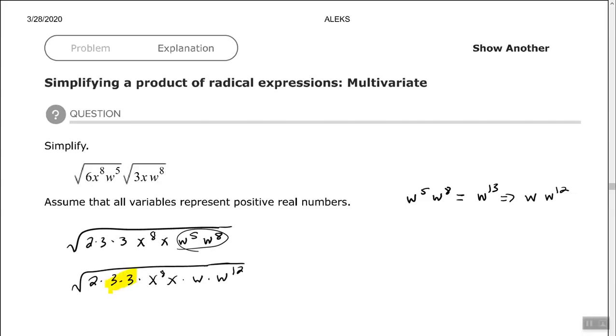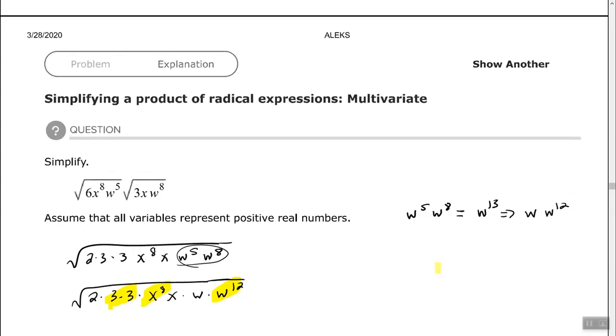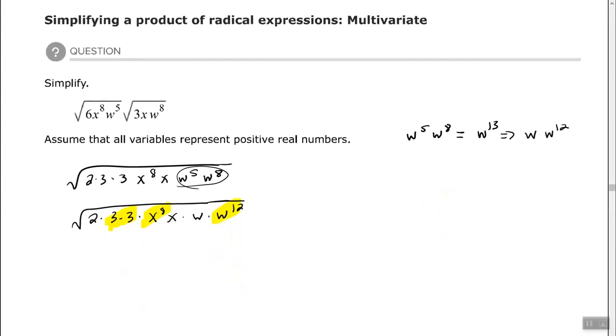So simplify the 3 times 3, the x to the 8th, and the w to the 12th. Okay, so 3 times 3, that means I can bring a 3 outside of the radical. X to the 8th, 8 divided by 2, the root of 2, is x to the 4th. W to the 12th, 12 divided by 2 is 6, so w to the 6th. And then left underneath my radical, I have 2xw.